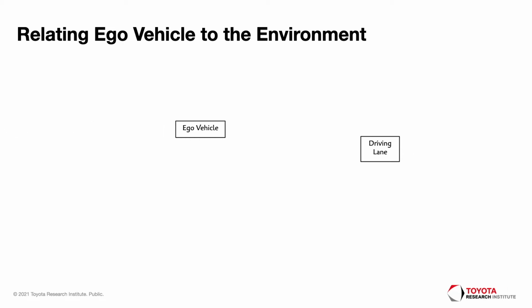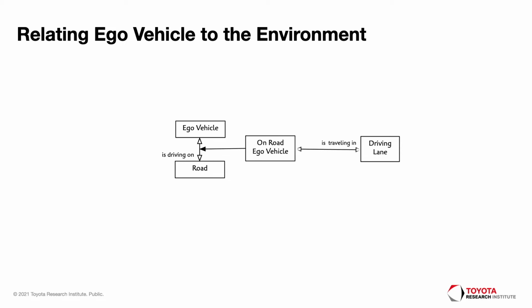Our ego vehicle isn't always in a position to change lanes. If our ego vehicle is in a parking garage or a driveway, the environment doesn't provide that option. So we narrow that definition down by referring only to an ego vehicle driving on a road. This gives us an on-road ego vehicle, which we can further refine by associating with the driving lane to obtain a traveling ego vehicle. It is always traveling in some driving lane by definition.